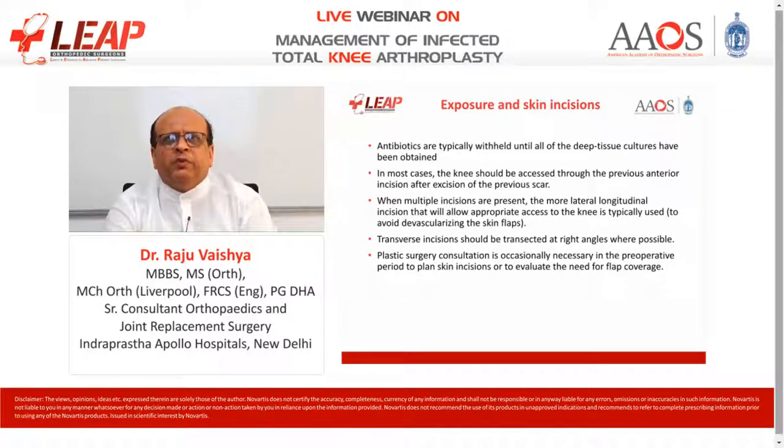If there is a transverse incision from previous surgery, that should be transected at right angles wherever possible. And a plastic surgery consultation should be taken preoperatively in patients with multiple skin incisions, if you feel there could be a need for flap coverage intraoperatively.